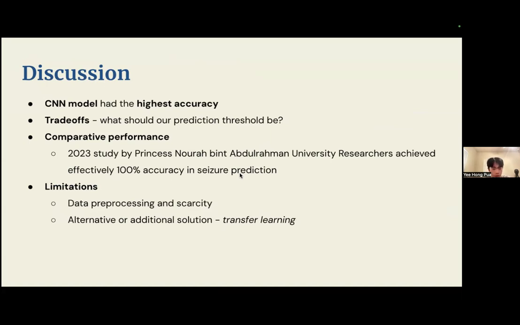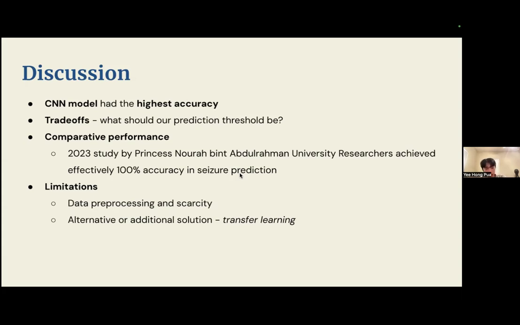Looking at comparative performance of our model, around a 90% accuracy is good. And we've demonstrated that with a pretty simple neural network, we're able to predict at high accuracy and show future applications for medical devices. However, a recent study by the Princess Nora University researchers achieved effectively 100% accuracy in seizure prediction using more complex pre-processing and models. And so there still is room for improvement with our model, but overall, our results are pretty good.